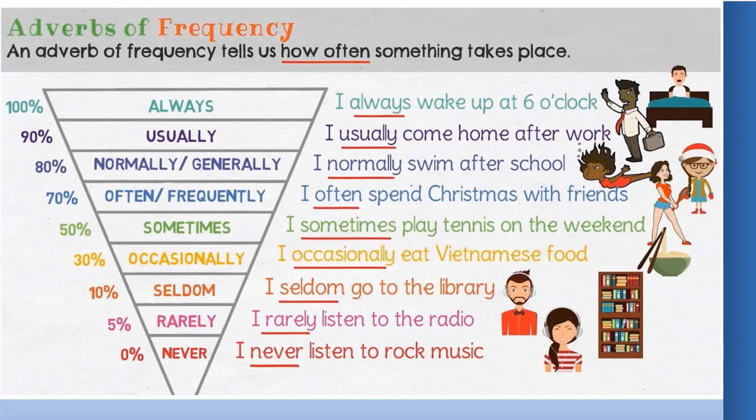So, I always wake up at 6 o'clock. I usually come home after work. I normally swim after school. I often spend Christmas with friends. I sometimes play tennis on the weekend. I occasionally eat Vietnamese food. I seldom go to the library. I rarely listen to the radio. I never listen to rock music. Okay, so all the frequency adverbs are coming just after the subject and just before the main verb.